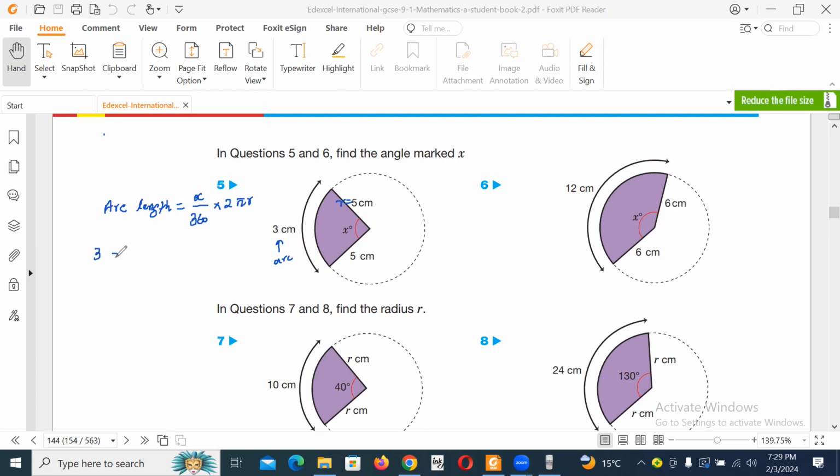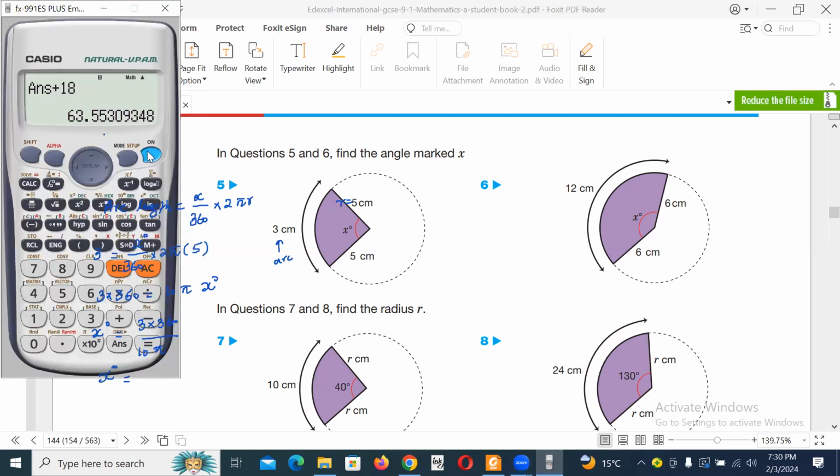So 3 equals x, the angle we don't know, over 360, times 2 pi, r is 5. You can multiply the other side because it's in divide position. So we can say that 3 multiplied by 360 equals 5 2s are 10, pi, x the angle we don't know. So x equals 3 multiplied by 360 divided by 10 pi. After this, we can check straight away in the calculator to find the answer.